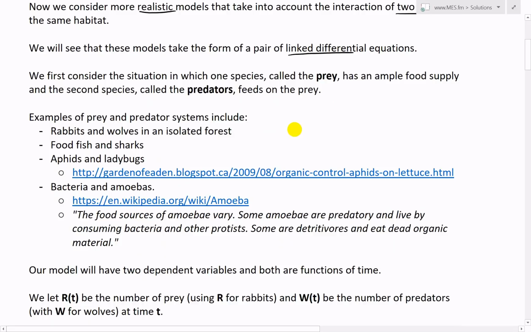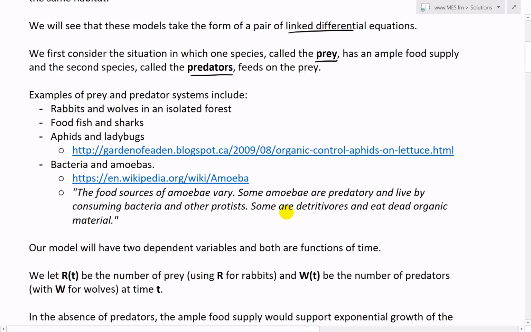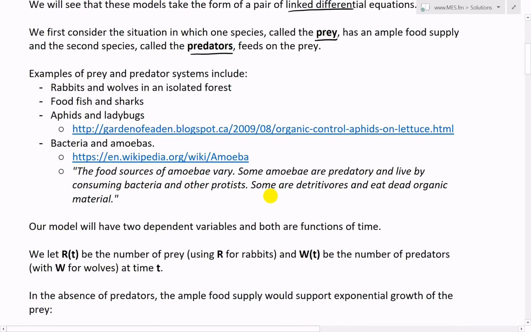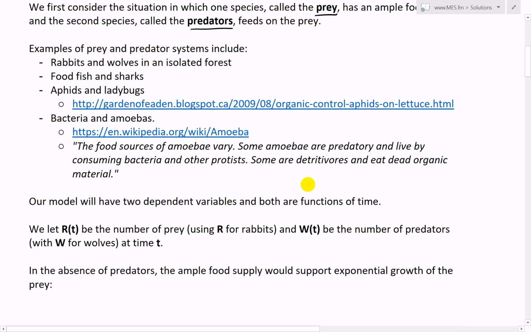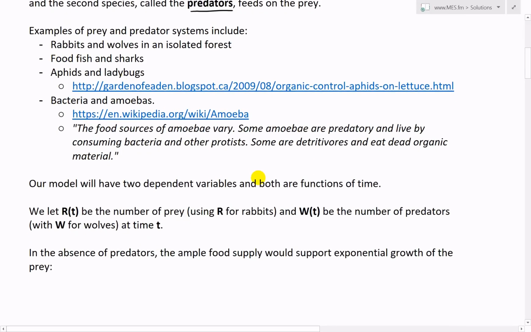We first consider the situation in which one species, called the prey, has an ample food supply, and the second species, called the predators, feeds on the prey. In other words, they eat the prey. Examples of prey and predator systems include rabbits and wolves in an isolated forest. Yeah, the wolves eat the rabbits, etc. Food fish and sharks. This is just fish being used as food by sharks. And aphids and ladybugs. I think that's how you pronounce aphids.